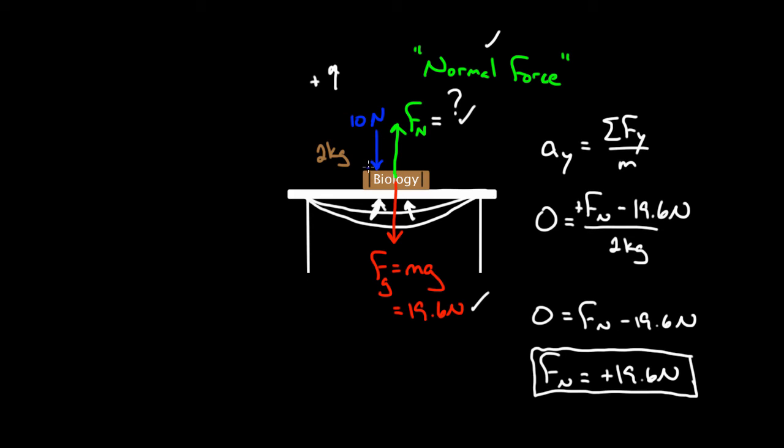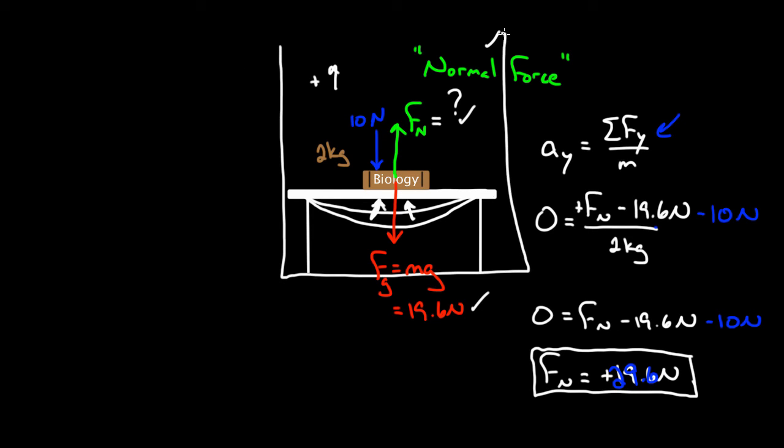So what would change over here? Well, I'd have an extra 10 newtons downward. That's down, so it's going to be minus 10 newtons down, which means over here I'd have minus 10 newtons down. And when I solve for this, I'm going to get that Fn equals 29.6 newtons. So the normal force isn't always equal to mg. If there's an extra vertical force, you've got to factor that in to the Newton's second law and then solve for the normal force. Also, what would happen, you might ask, if we stuck this whole thing in an elevator?